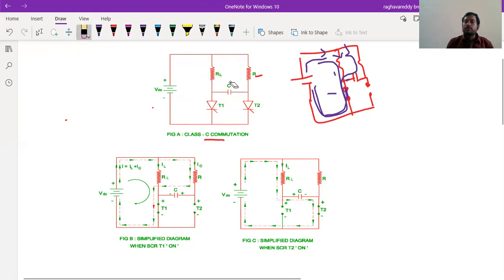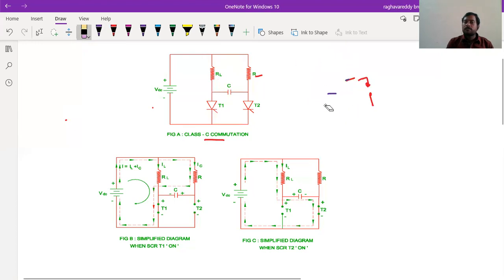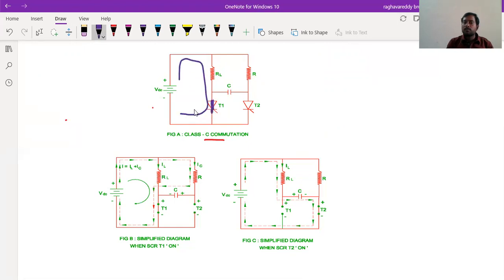So when we turn on T1, it will be short circuited and current passes through this one in this direction through the resistor, and there is another path for the flow of current through this one, and the capacitor charges with this polarity. The capacitor charges with positive and negative polarity, as shown here.